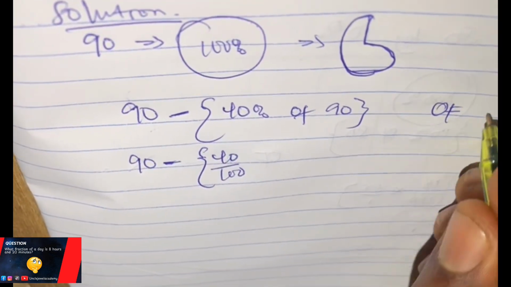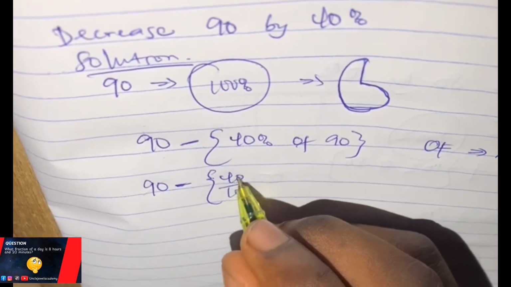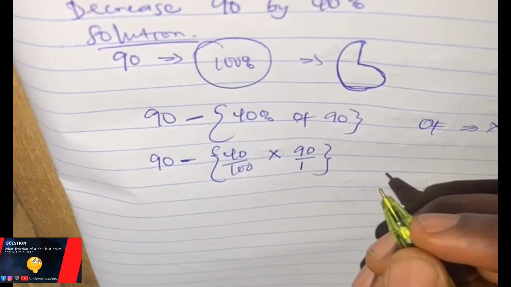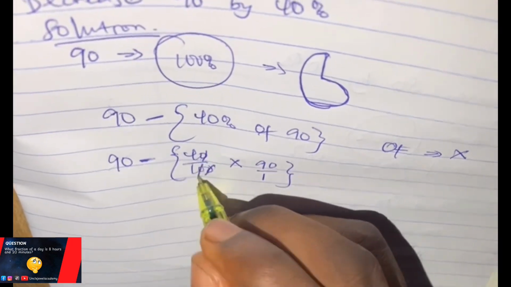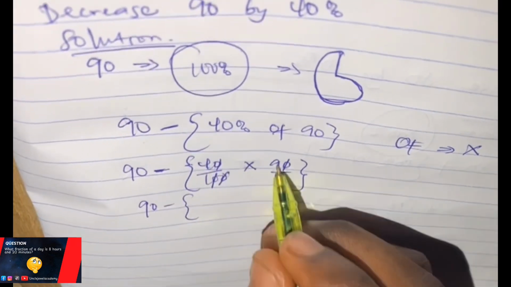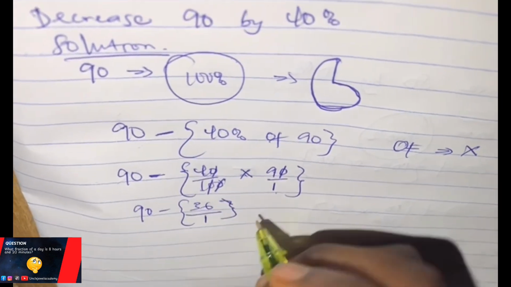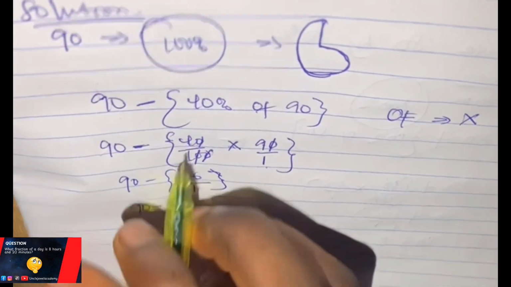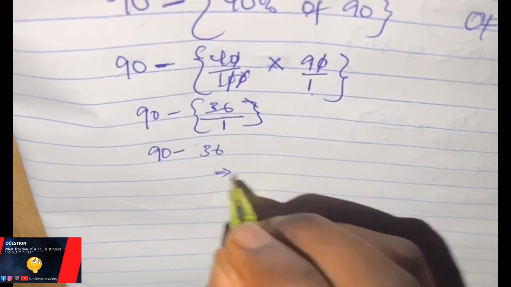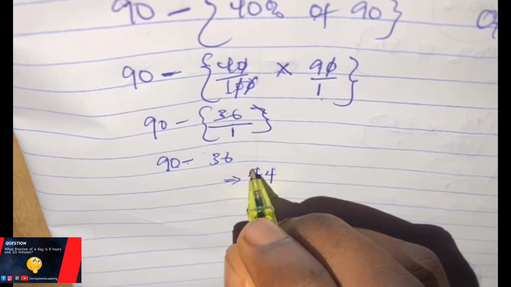Of means times. I say this almost every time, right? So this is of means what? Times. This is 40 over 100 times 90 all over 1, right? So 0 cancels the 0, 0 also cancels the 0. So we have 90 minus, in bracket, 4 times 9 is 36 all over 1 times 1 is 1, right? So this is 90 minus 36 divided by 1, which is 36. So what's going to be our final answer? 90 minus 36 is going to give us 54.